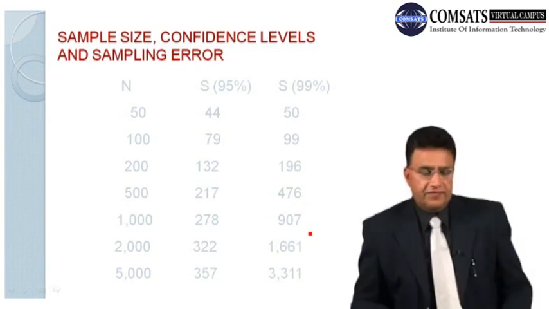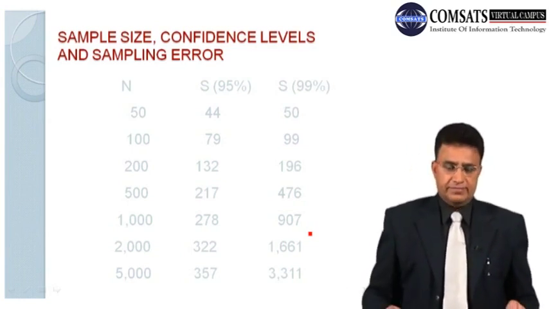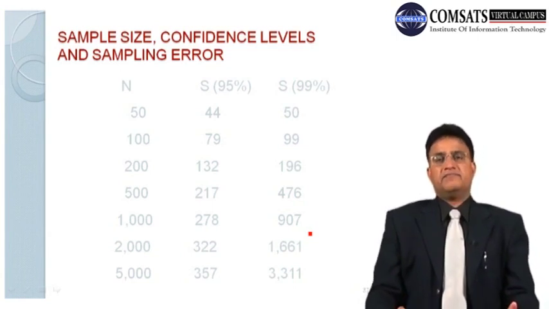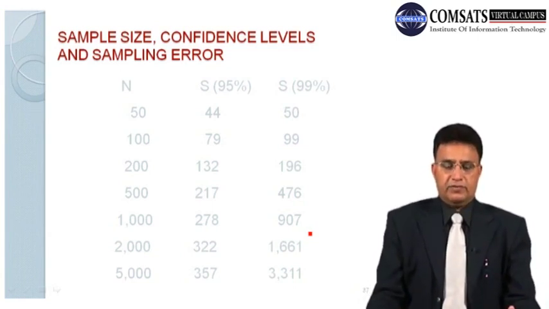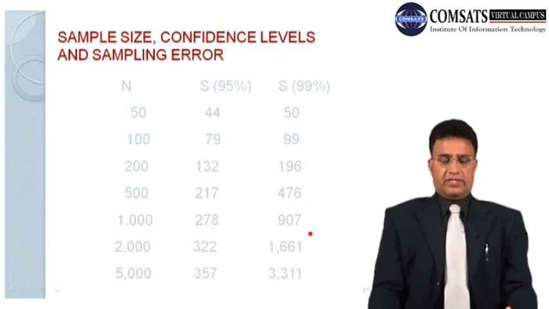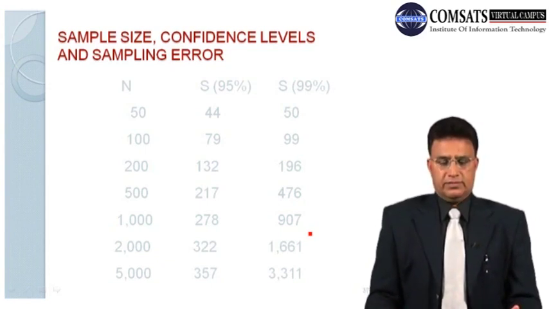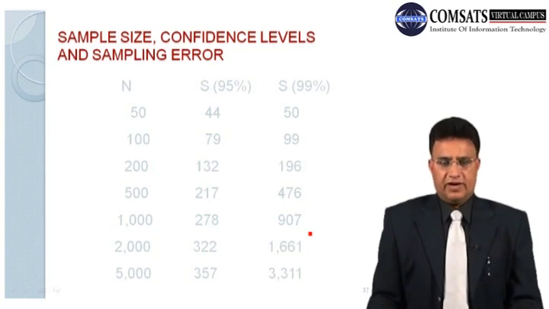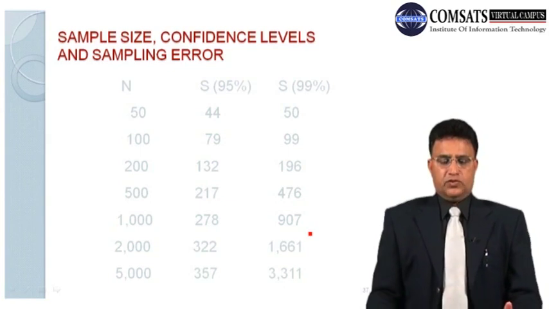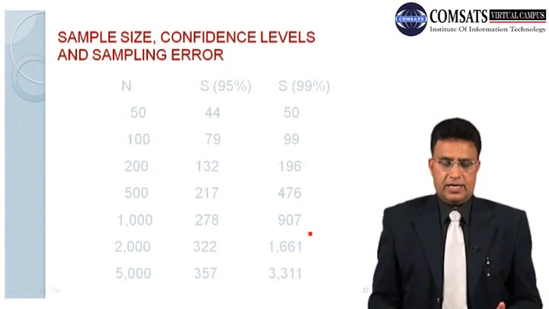In the same way, if the total number or population is 100, with a 95% accuracy, the sample would be 79. And with 99%, sample required would be 99 out of 100. With a total number 200, and sample accuracy with 95%, sample requirement would be 132 out of 200. And with 99% accuracy, it would be 196.